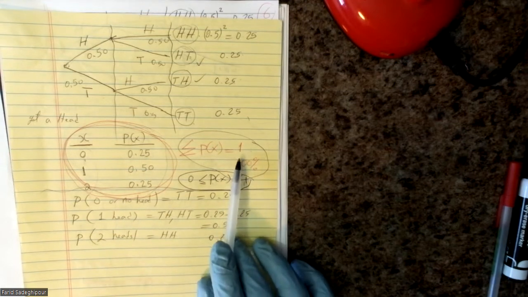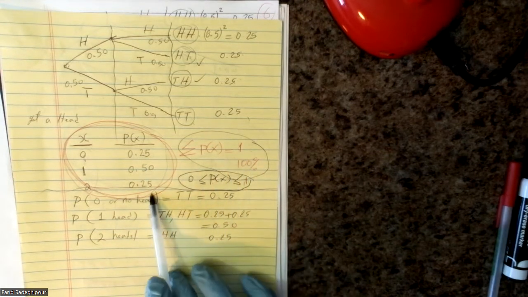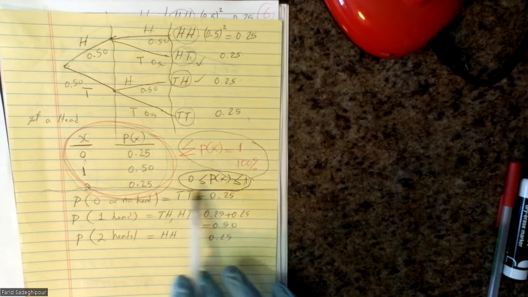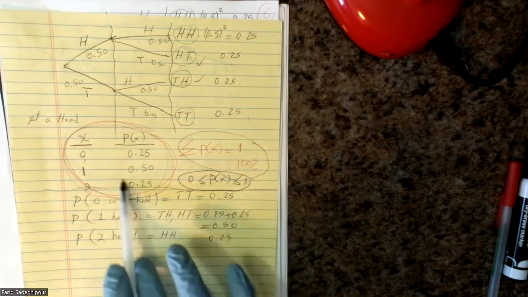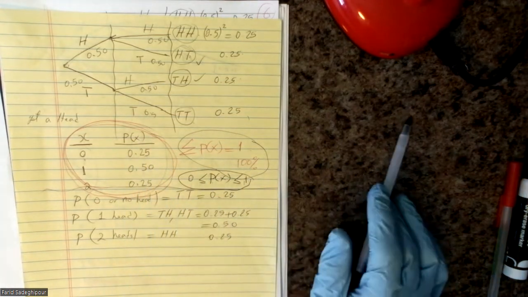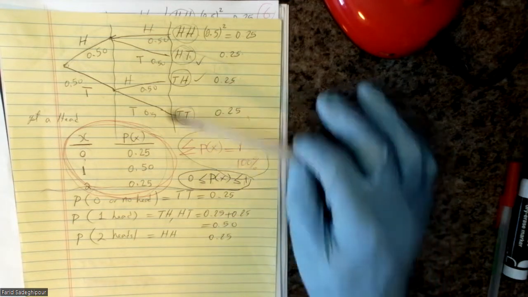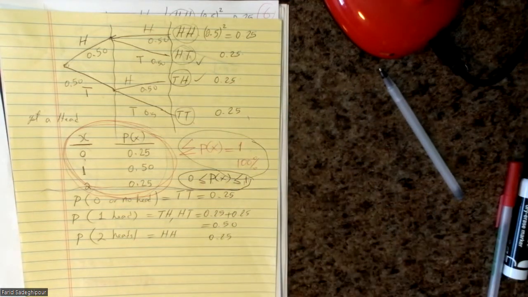That's one of the requirements. The second requirement is that probability always has to be between 0 and 1. It cannot be negative. So based on that, we could answer those questions. First question, what's the probability of 0 heads, or no heads?